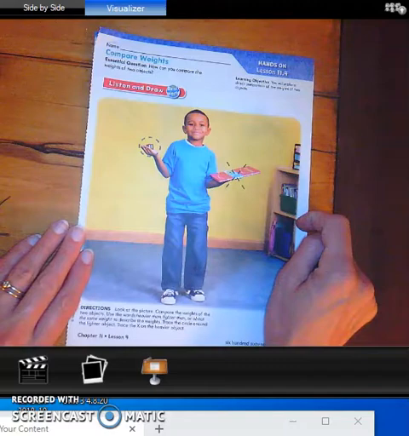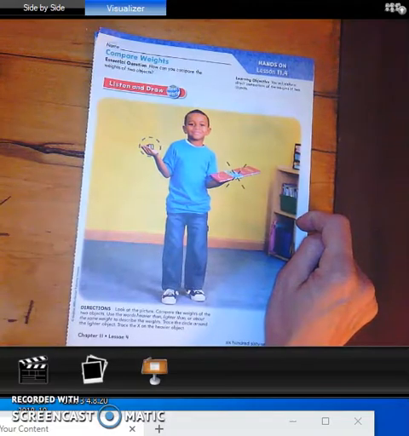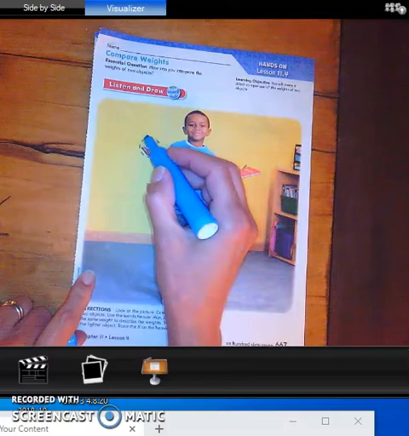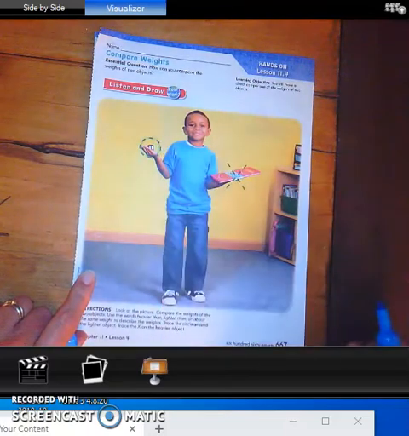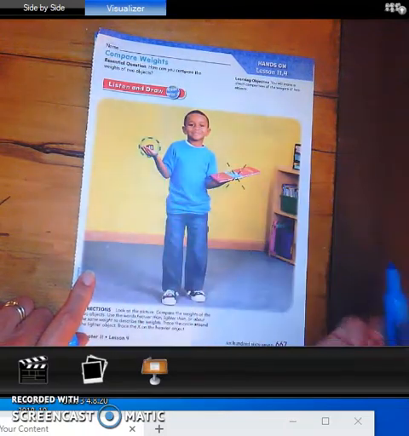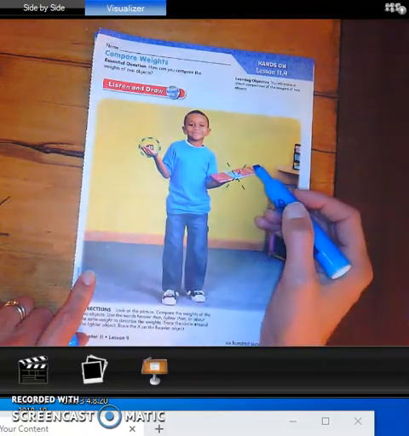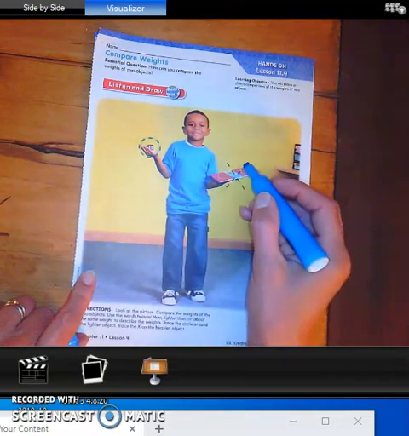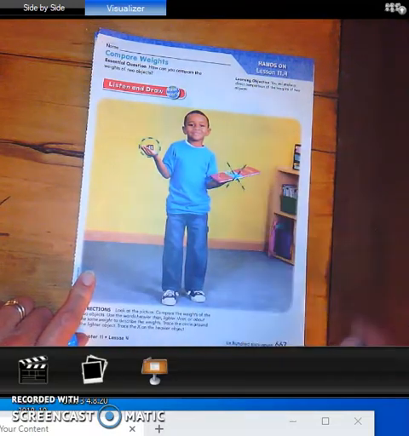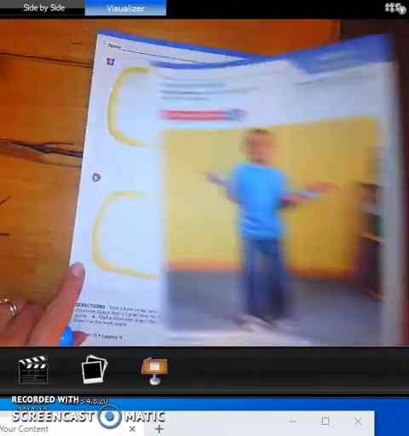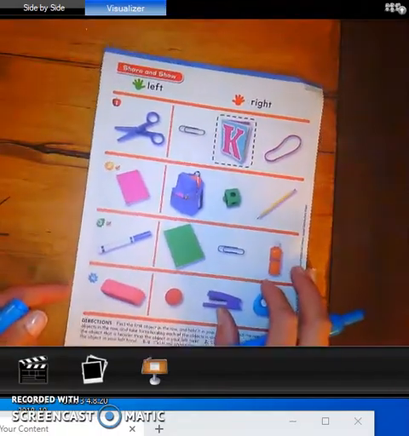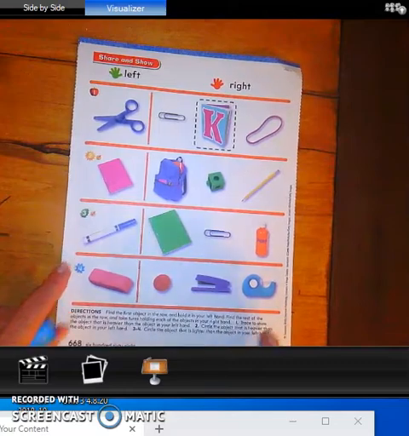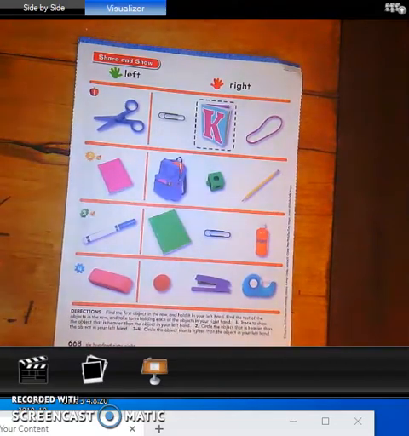First we're going to put a circle around the object that is lighter. Okay. The block is lighter than the book, and the heavier object is the book. The book is heavier than the block, so we're going to put an X on the book, okay? Now, on the next page, we're going to look at different objects, and we're going to compare whether they're heavier or lighter, okay?